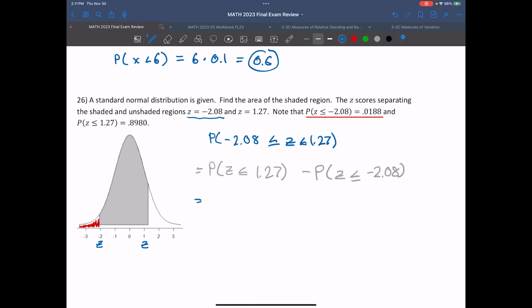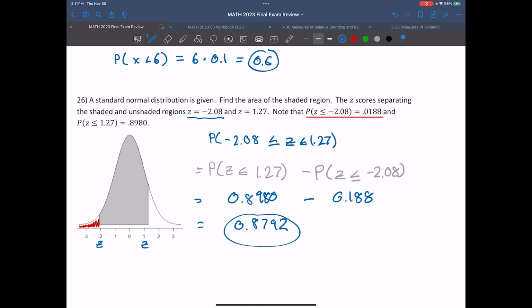So working this out, we end up with 0.898, which was given to us up here, minus 0.0188. And then when you work out the computation, that works out to 0.8792.